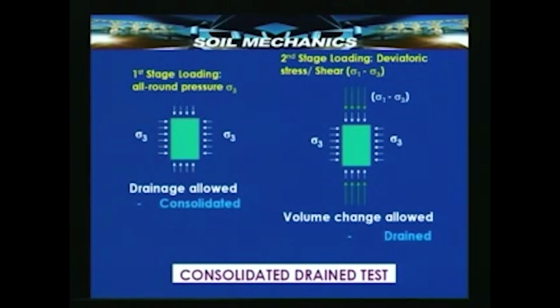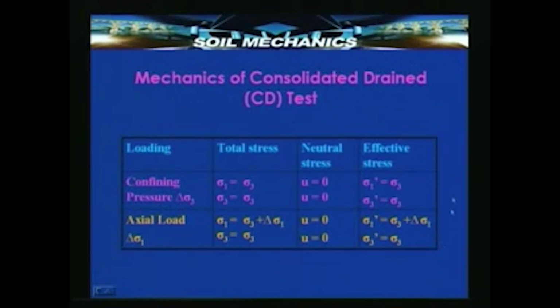With the help of the diagrams which we had seen a little while earlier, we can say that in the first stage drainage is allowed and consolidation is permitted, and in the second stage volume change is allowed and drainage is permitted. We now come to the most important aspect of this test, that is the way the stresses change during the test. Let us take a look at this table. There are 4 items here: the type of loading that is applied, the total stress, the stress in the water, neutral stress, and the effective stress that is transmitted to the soil grains.